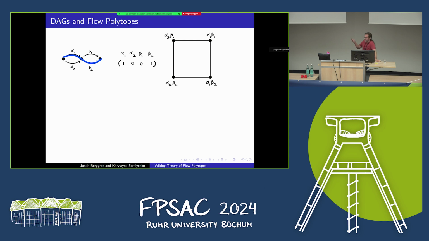So if I take this one here, for example, I can put 1s at alpha 1 and beta 2, which are the arrows that I use, and 0s everywhere else, and I get a flow, which happens to be this vertex here. And this is a bijection between the vertices of my flow polytope and the routes of my framed DAG, or of my non-framed DAG. And so for our flow polytope, there are four routes, which means there are 4 vertices, and they happen to make this little square in 4-dimensional space. So this is kind of flow polytope canon.